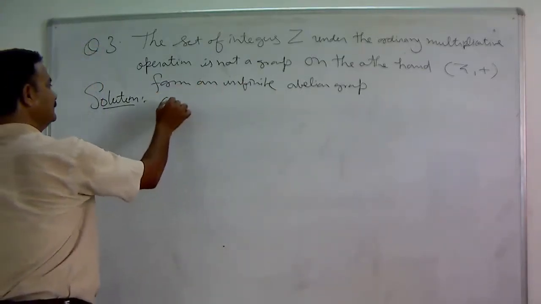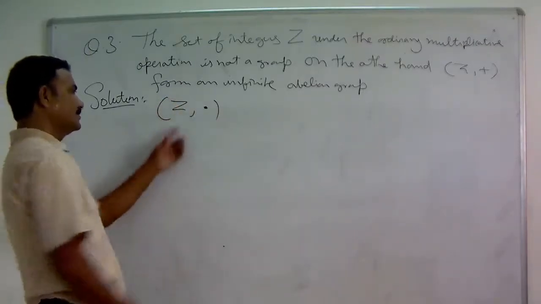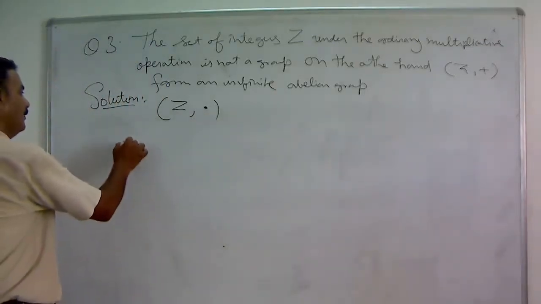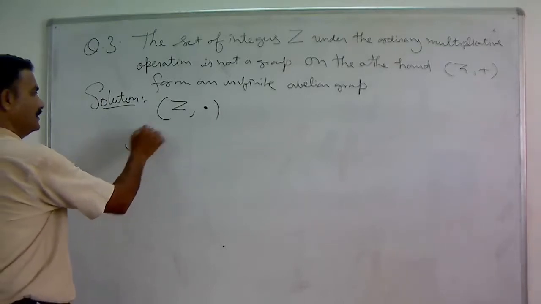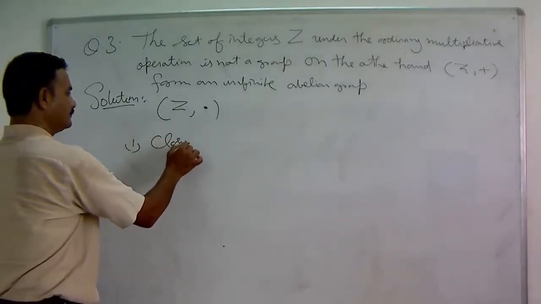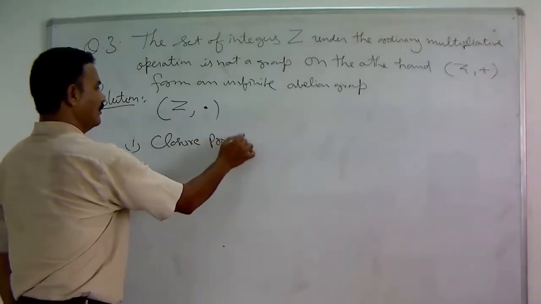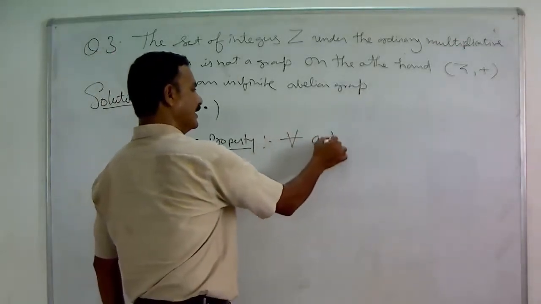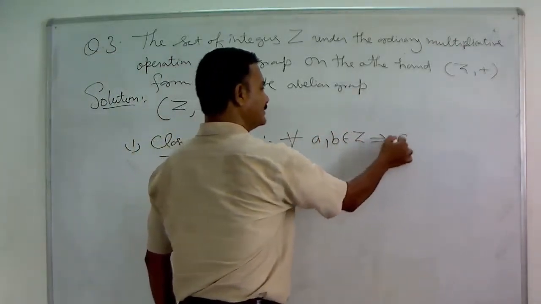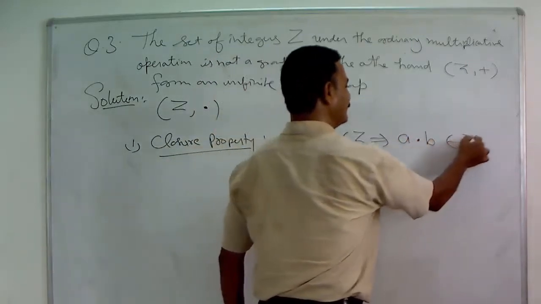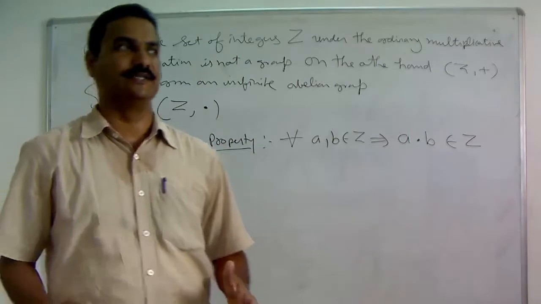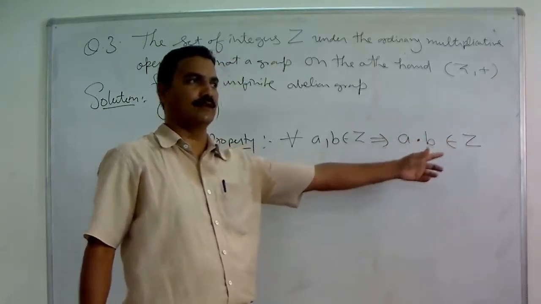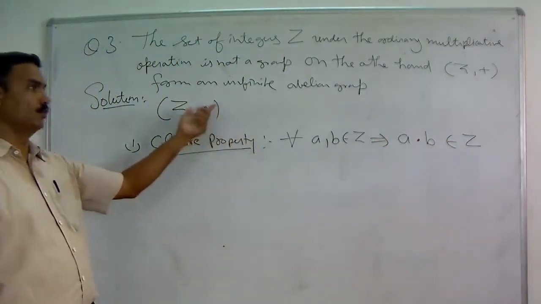First we consider Z dot, where Z stands for the set of integers, while this dot stands for the ordinary multiplicative operation. First, closure property. We know that for any two integers a and b belonging to Z, this implies a dot b is again a member of Z, as we know that the product of two integers is again another integer. So a, b belonging to Z implies a dot b again belongs to Z, and hence Z is closed for ordinary multiplication.